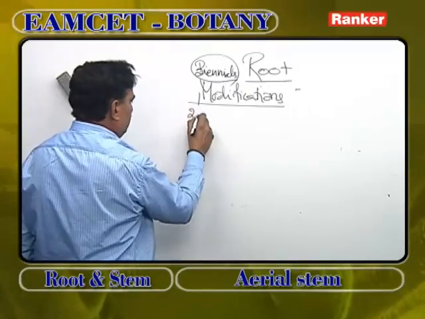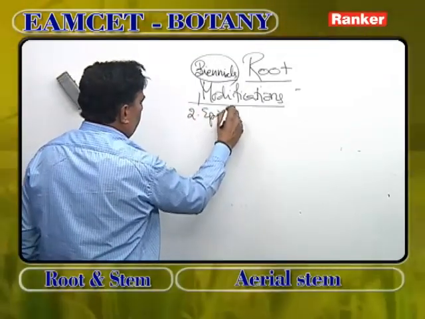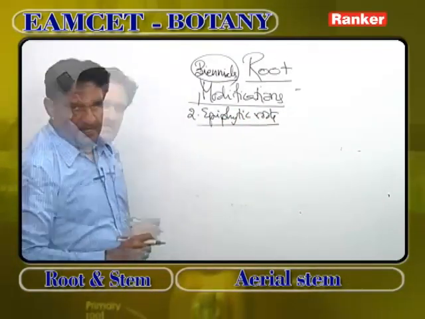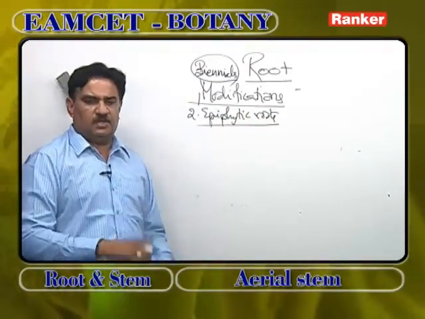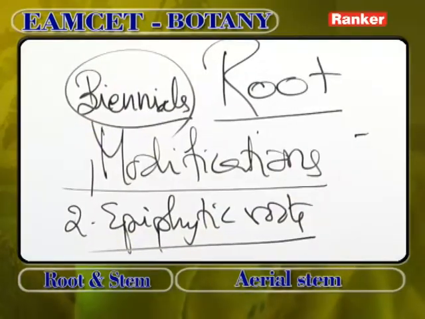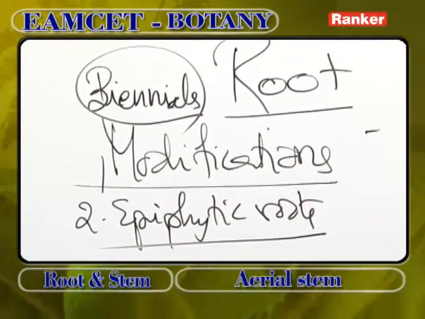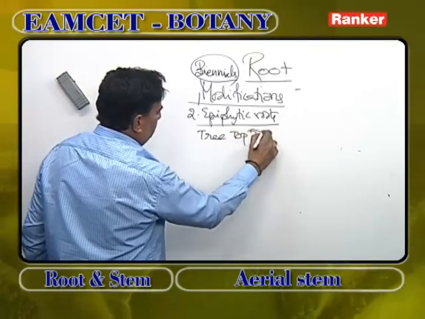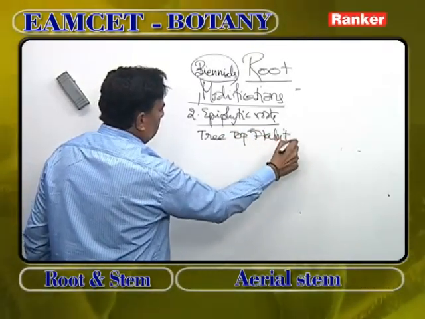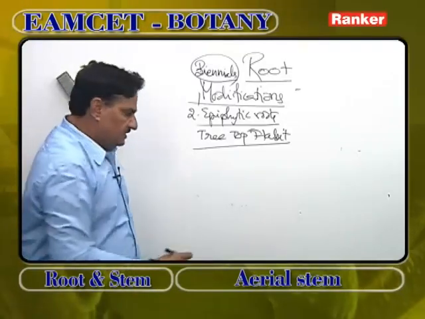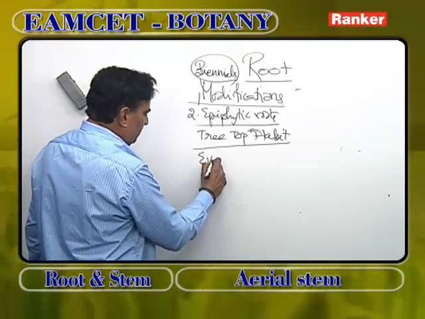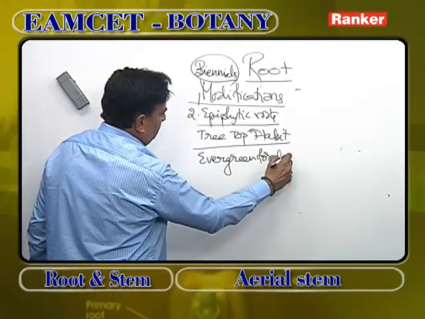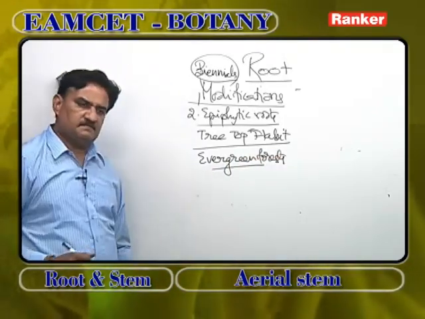Next, second is epiphytic roots. Plants which grow on other plants only for mechanical support are called epiphytes. Epiphytes are also popularly regarded as plants showing tree top habit. These are found in evergreen forests.